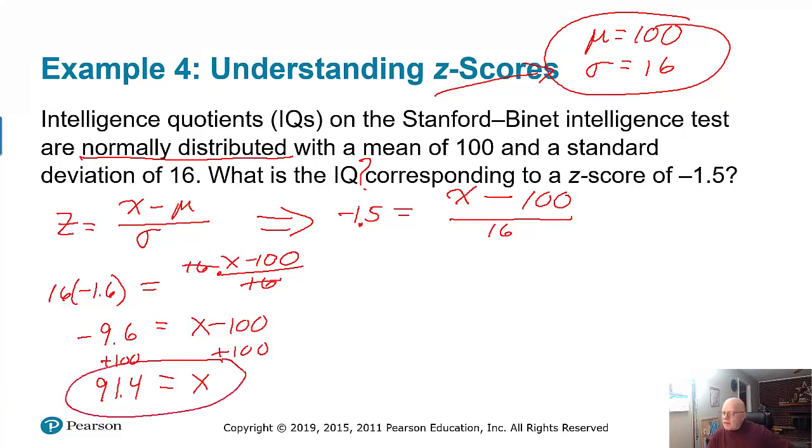Now, before we leave this slide, take a note of something. Right up here where it said the z-score was negative 1.5, that negative means it's below the average. It's below the mean. So we should be talking about something that's less than 100. And sure enough, there's our 91.4, which is less than 100, the mean.